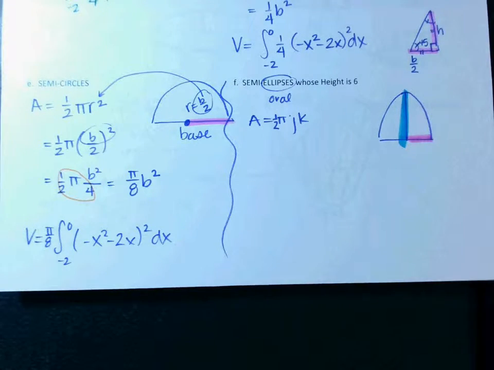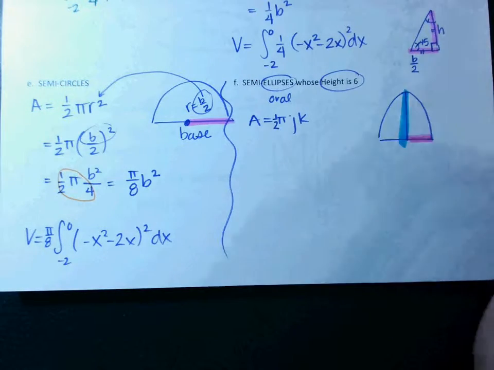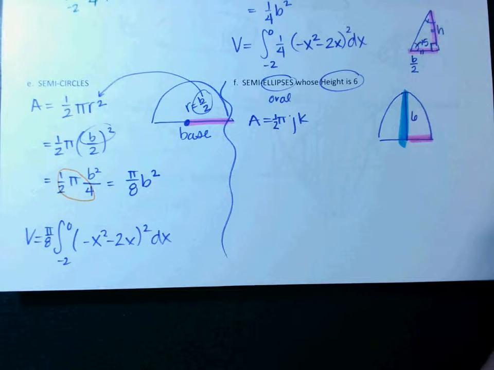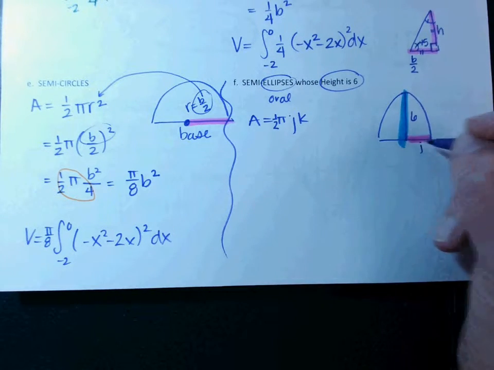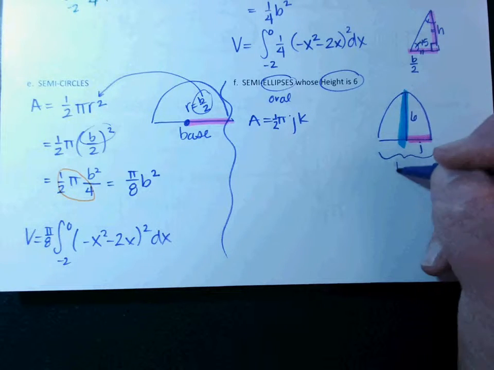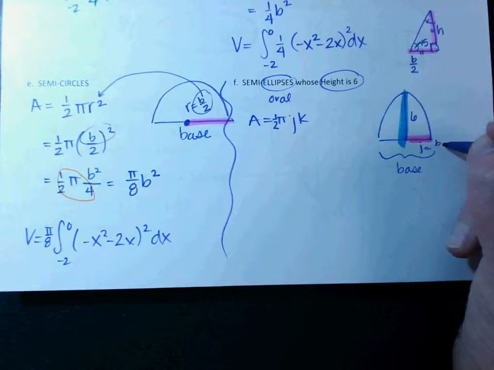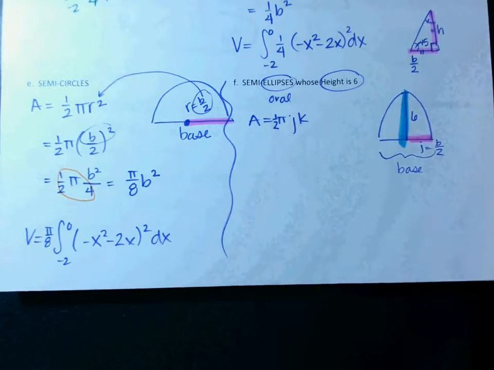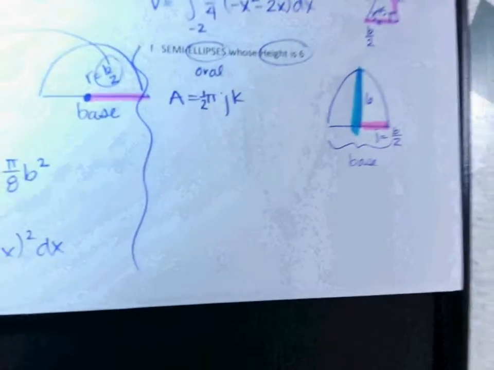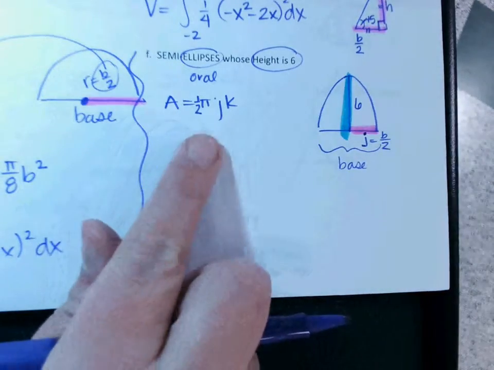Okay? So now notice that it tells me that my ellipses are always going to have a height of 6. So that means that this side is 6. This side I'm going to call j. Now think about it. If the entire distance across the semi-ellipse is the base, well then j is just going to be the base over 2. And so if j is the base over 2, then I'm going to plug that into my equation here.